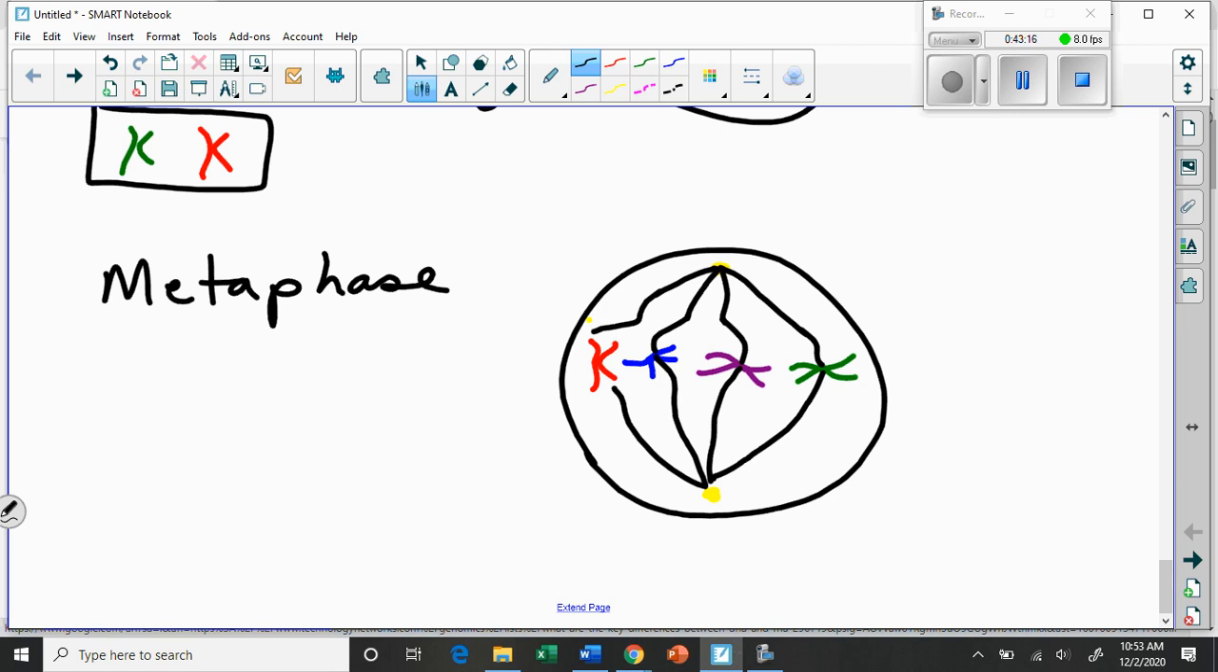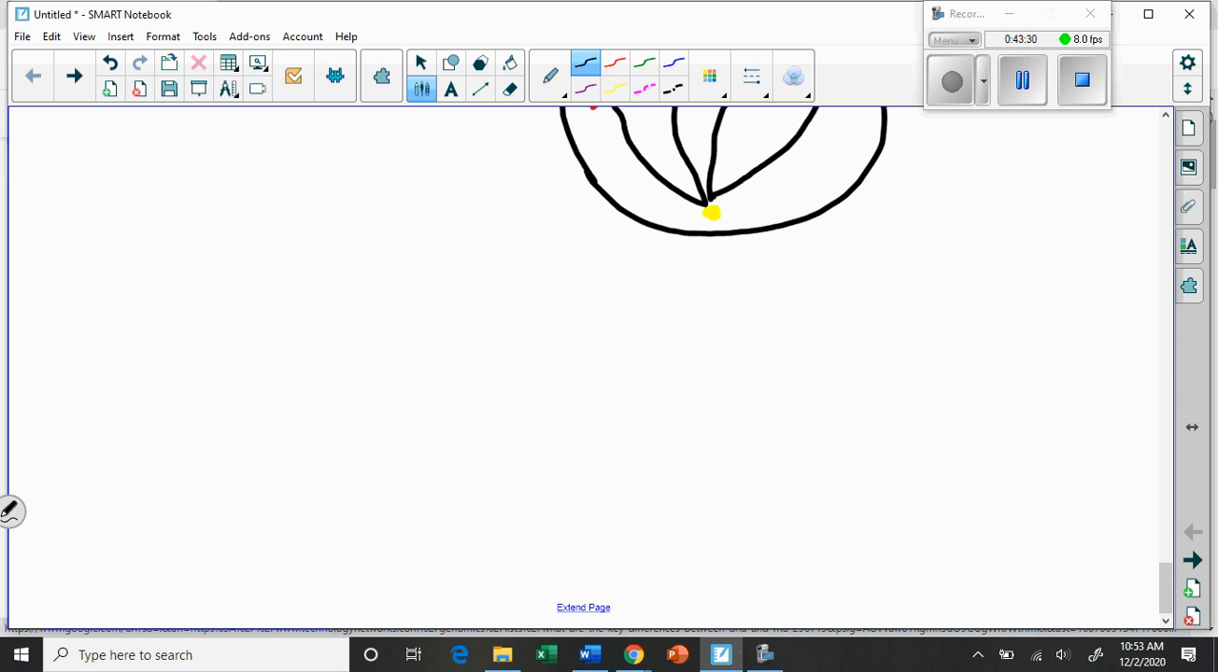So spindle fibers are forming. You can write that beside her. Spindle fibers are forming, and the chromosomes have lined up along the center of the cell. Those are the distinguishing features here. Then we have anaphase.